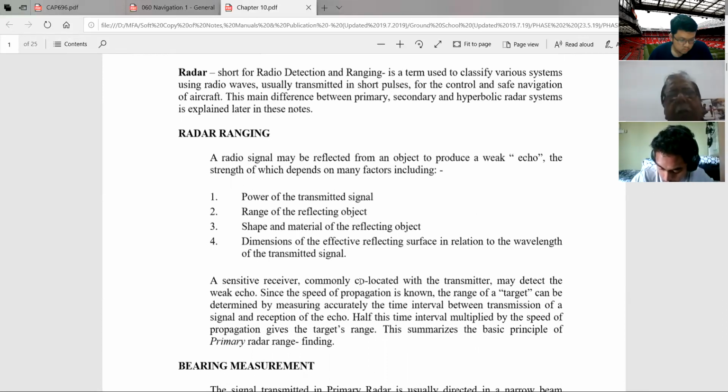And the torchlight or the searchlight principle, where the radio beam rotates clockwise. It rotates 360 degrees. Anytime it strikes the object, it will give you the direction of that particular object. A combination of these two is the basic radar principle on which the radars function.